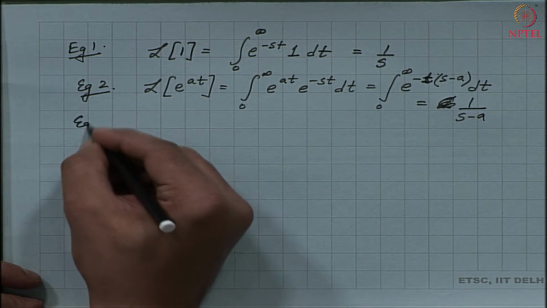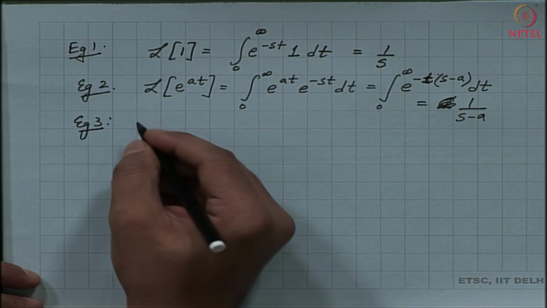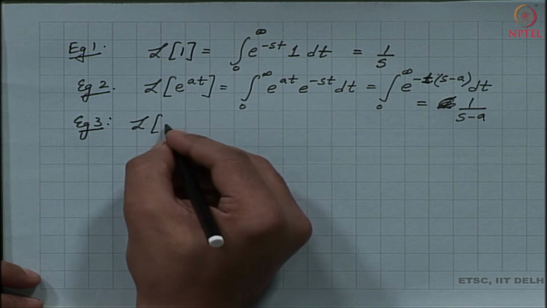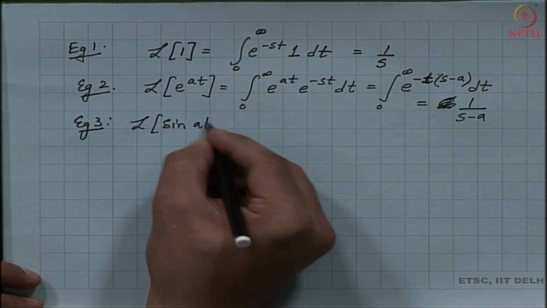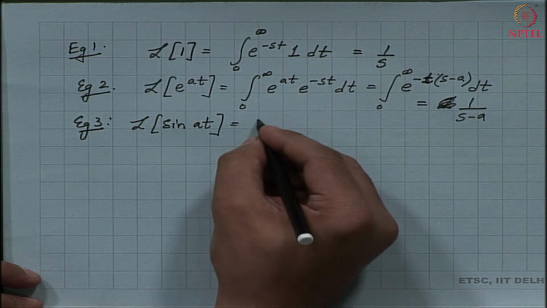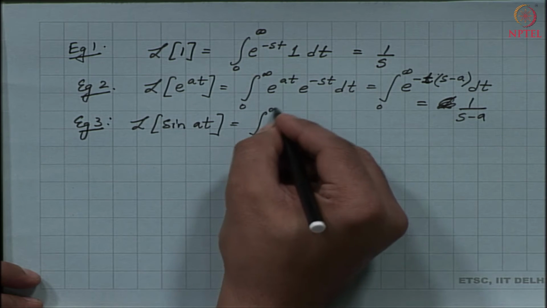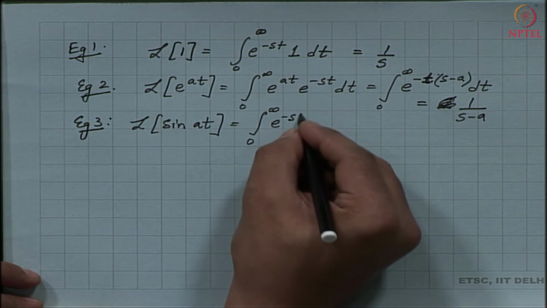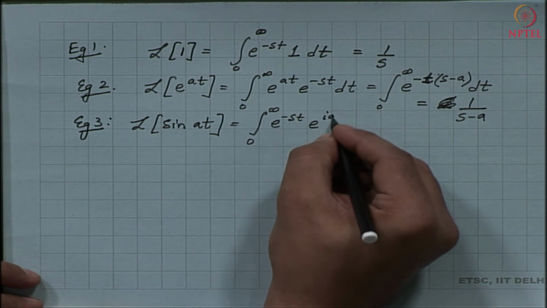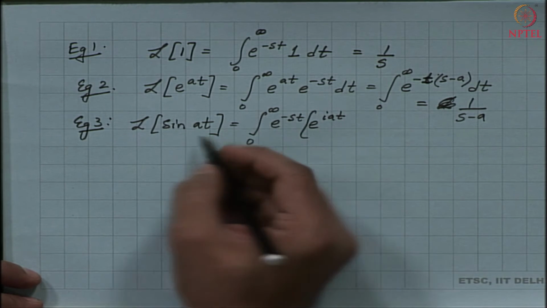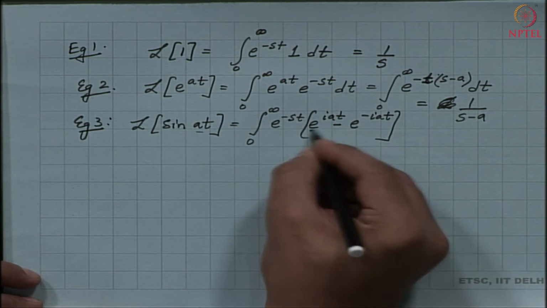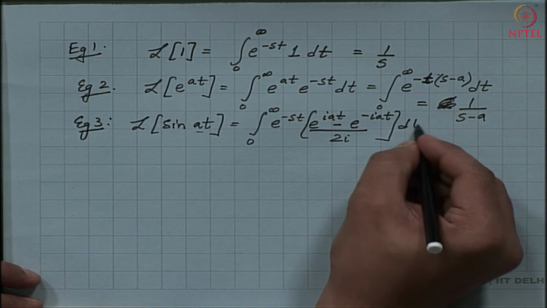Then a few more examples we can continue like this. We have the Laplace transform of, let us say, the sine function, sine a t. Instead of sine, I can always use the fact that the sine function can be written in terms of exponential functions, Euler's formula. So, this is e to the power i a t minus e to the power negative i a t divided by 2i, integrated against e to the power negative s t dt.